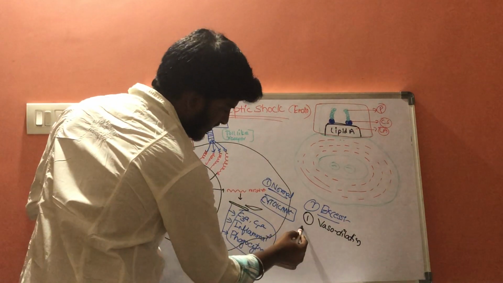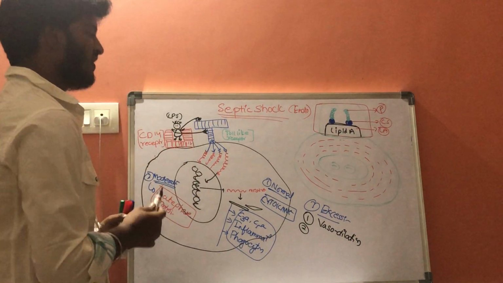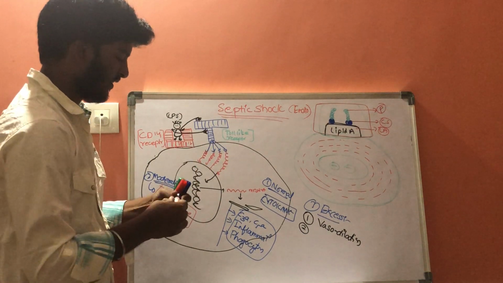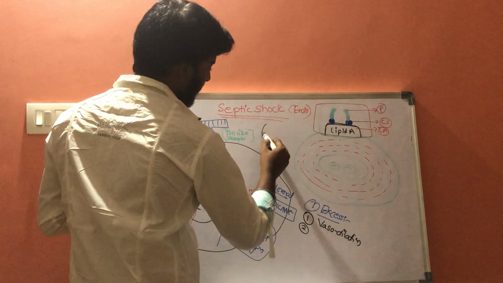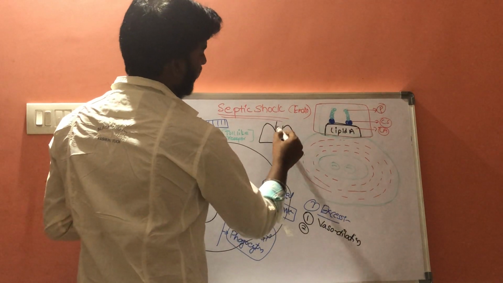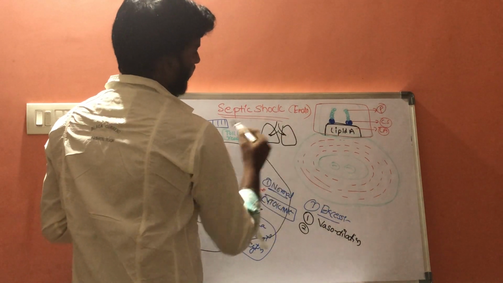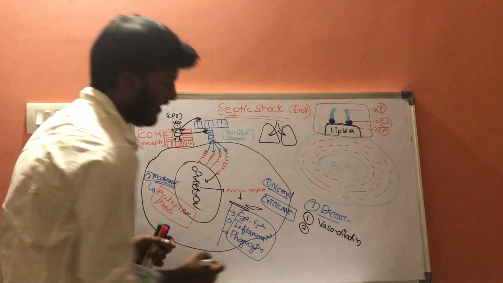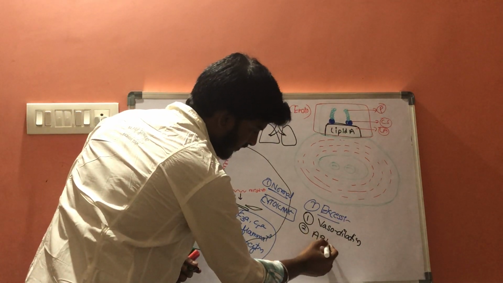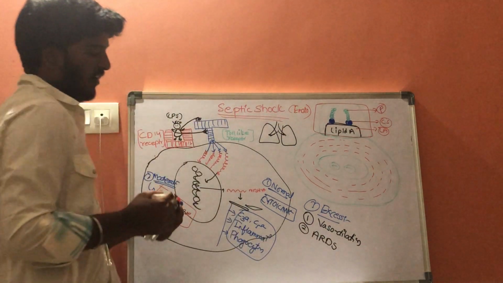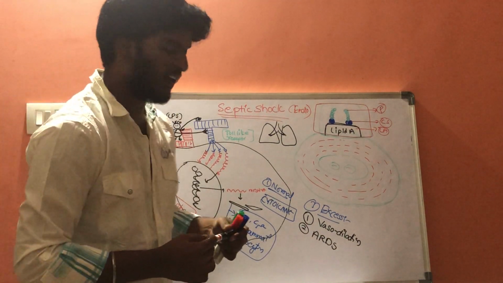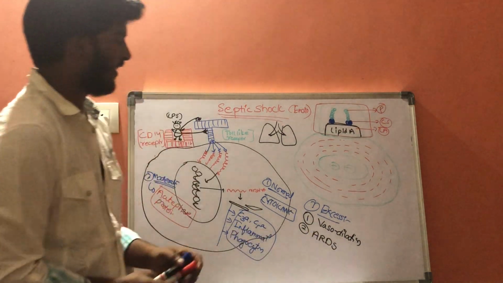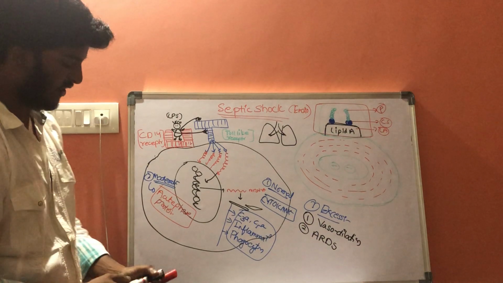And if there is excess production of cytokines, the second type of disease is that these cytokines will enter into the pulmonary circulation and result in a condition called ARDS. What is ARDS? Adult respiratory distress syndrome.